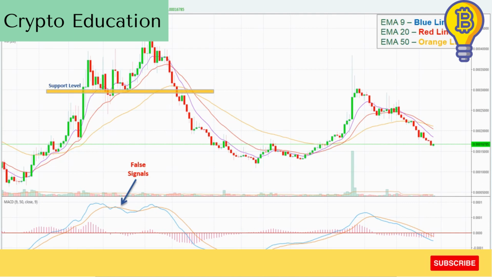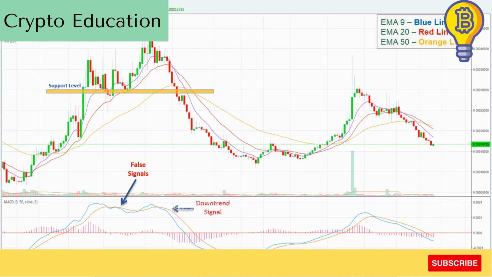So to avoid these false signals, you'll need to use the MACD along with a trend-following indicator like the exponential moving average. As you can see, the MACD could show us a faster sell signal than the exponential moving average. So whenever you see the MACD line crossing below the signal line, you should be wary because the trend can reverse shortly. And we'll use the EMA crossover strategy to confirm the next market direction.